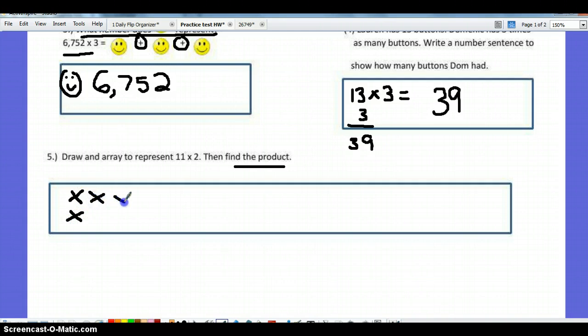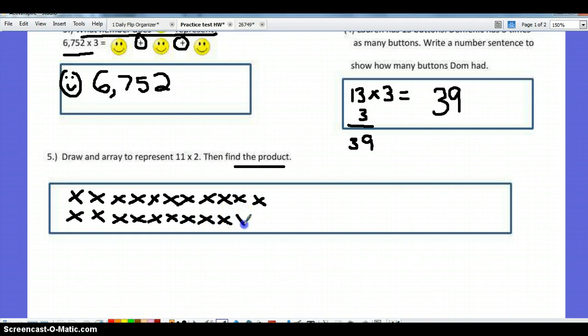There's 2, 3, 4, 5, 6, 7, 8, 9, 10, and 11. Now I have to do the same on the bottom because an array represents all of the different numbers, and the great thing about this is it shows the students that multiplication again is nothing but repeated addition, because when you add 11 and 11, you're going to get 22, or 11 times 2, which is nothing but repeated addition, and there are 22 x's.